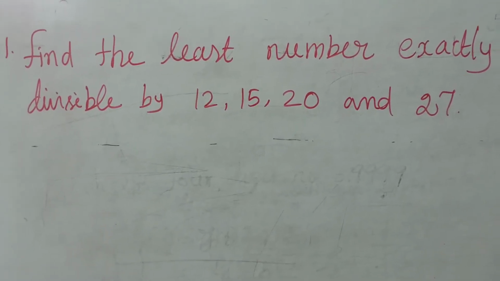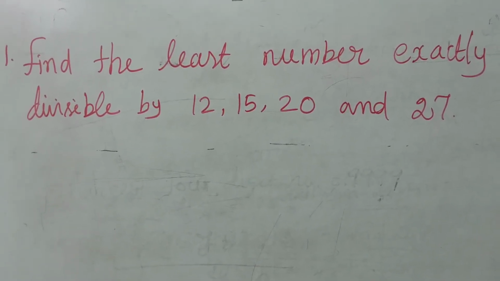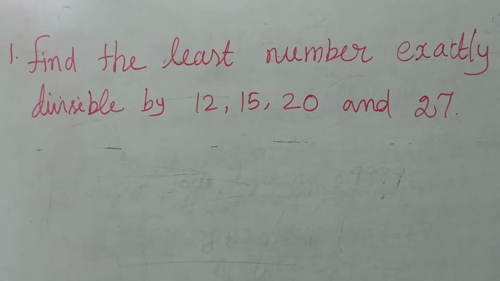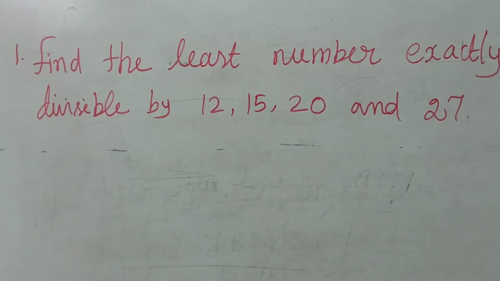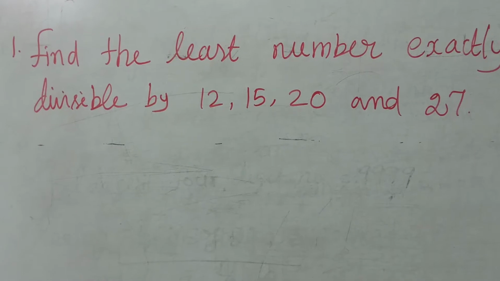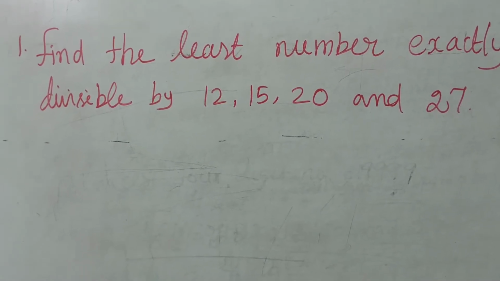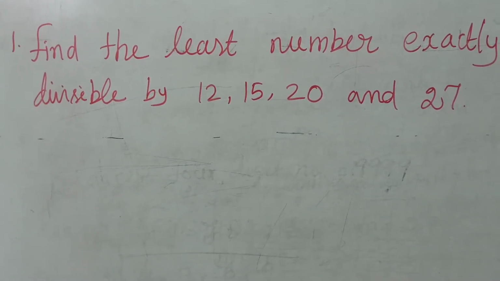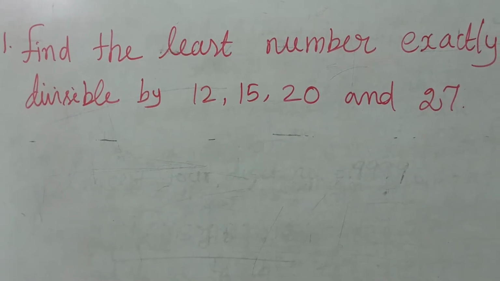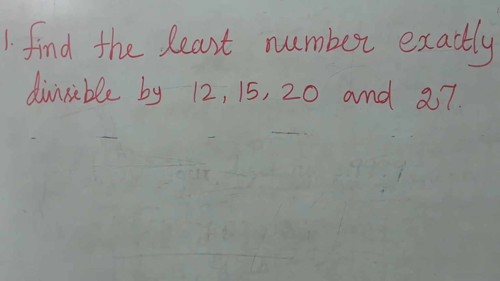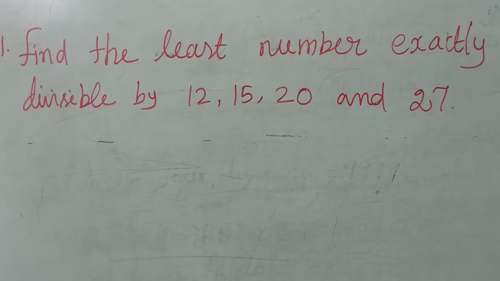Today in class we are going to learn more sums about LCM. Look at the first question. Find the least number exactly divisible by 12, 15, 20 and 27. We are going to find the LCM of the four numbers. That number must be divisible by the given numbers. Okay, let us see now.